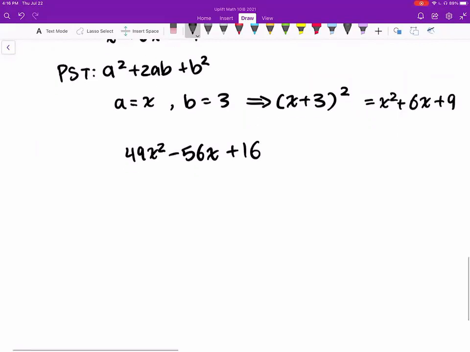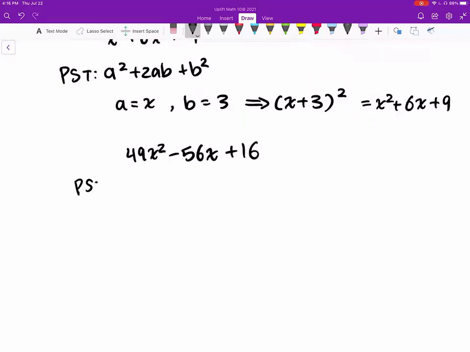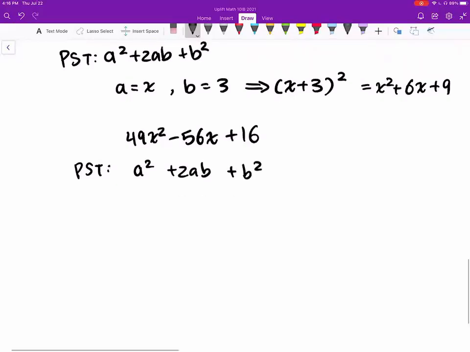Okay, so here we can mark out the a and b terms. So a squared will be equal to 49x squared, and b squared will be equal to 16. So a must be equal to 7x and b must be equal to 4. Then we can put it into the binomial. So we get 7x plus 4 squared.